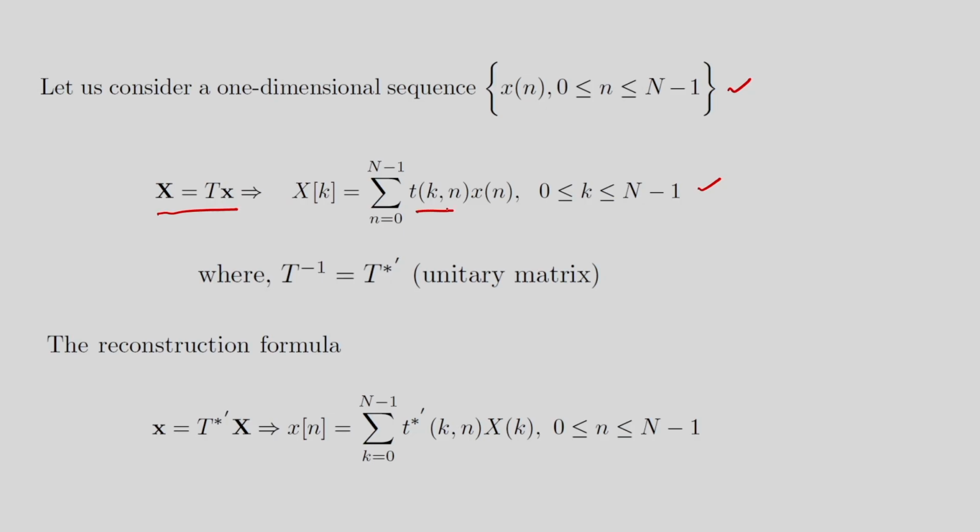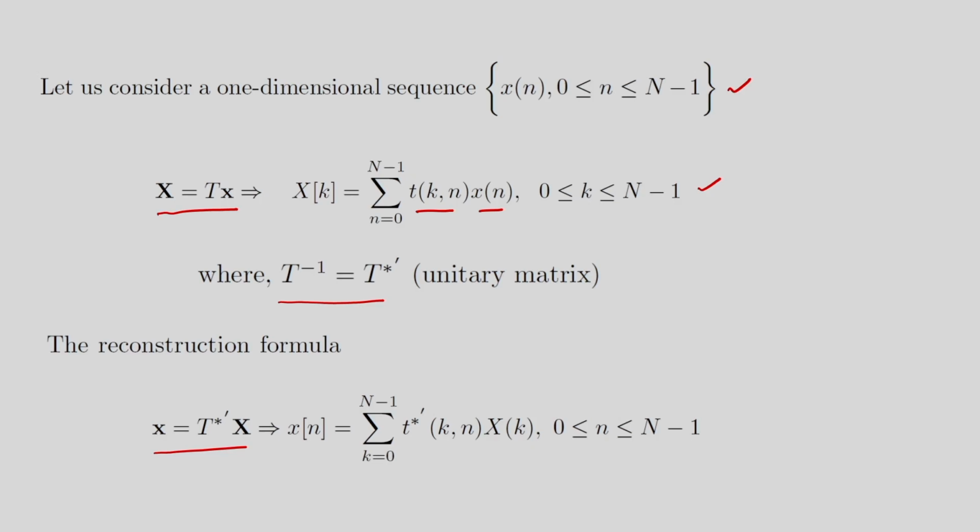Tkn is the transformation kernel. Xn is the input data, the input sequence. In this case, if I consider the transformation such that T inverse is equal to T complex conjugate transpose, then already I have defined this as the unitary matrix, and the transformation will be the unitary transformation. And for the reconstruction of the original sequence, I can use this formula.